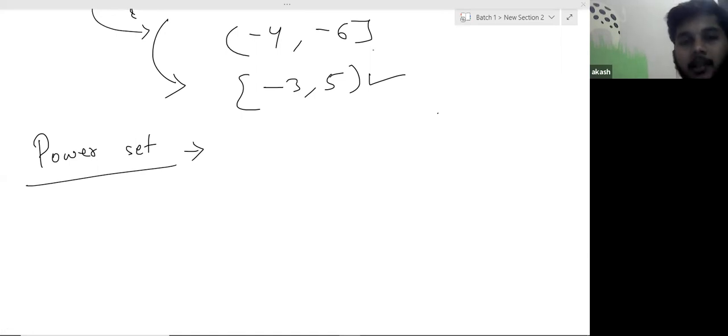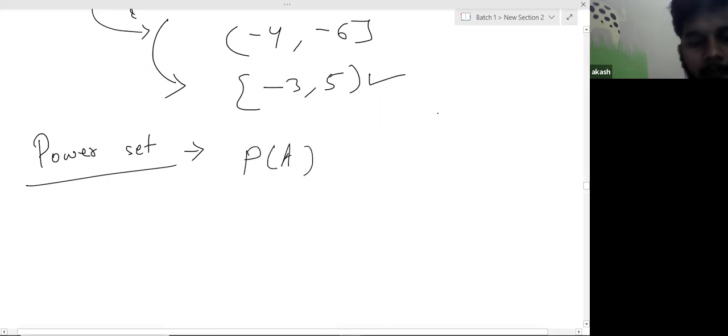Power set. Write down the definition. The collection of all subsets of a set A is called the power set of A. It is denoted by P of A.